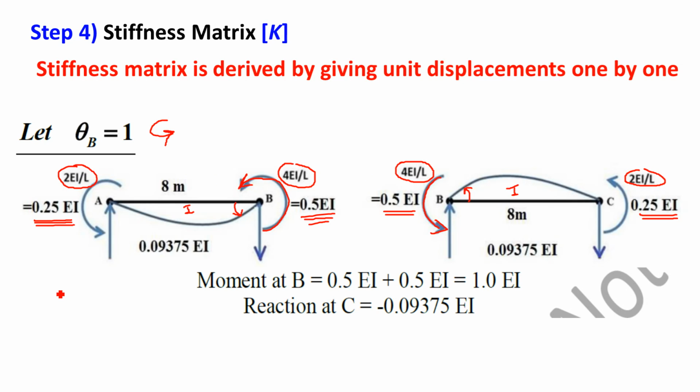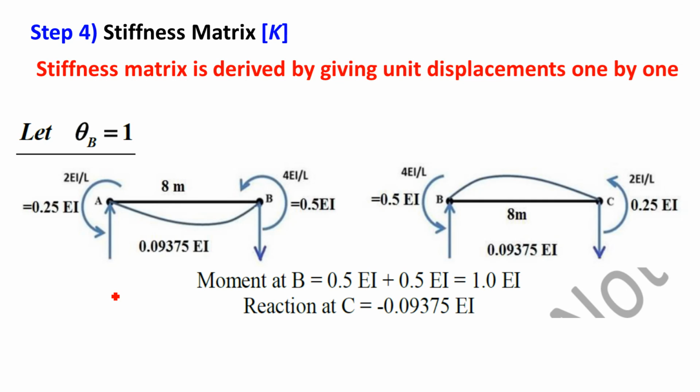Now one more important thing you have to understand. If your unknowns are only rotations, no need to find out reactions, because the action corresponding to rotation is moment. So we require only moments to write down the stiffness matrix. But if your unknown is delta, that is vertical displacement, the corresponding action is vertical reaction at that point. So if your unknown is delta, you have to find out reaction at that point.